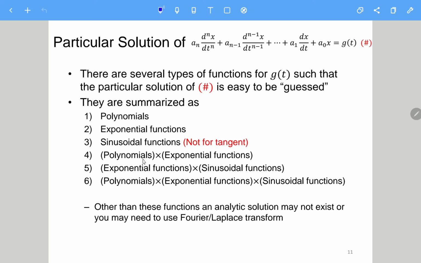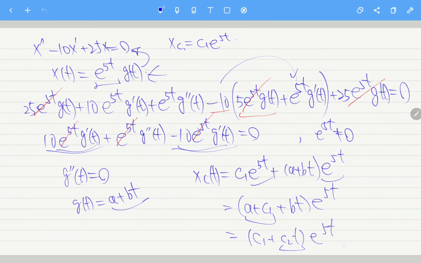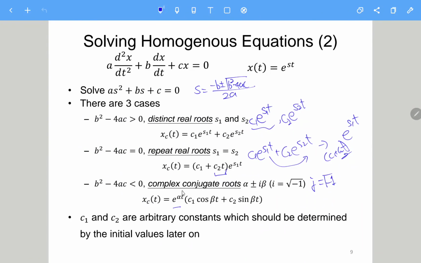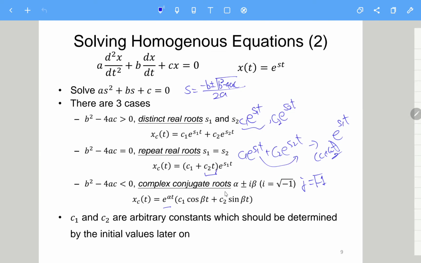Yeah, so for the fourth, fifth, and sixth, we multiply polynomial by exponential. We can still find the solution. Actually, this one is still very useful. And then also, I think for this one, exponential function times sinusoidal function is very useful because this one is actually exponential multiplied by the sinusoidal function.